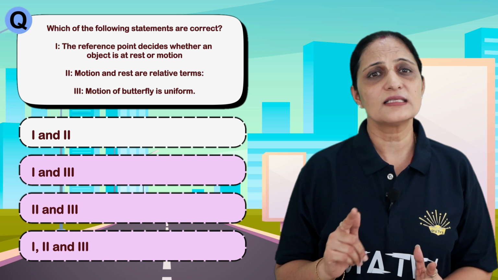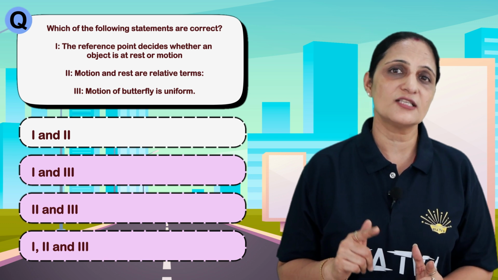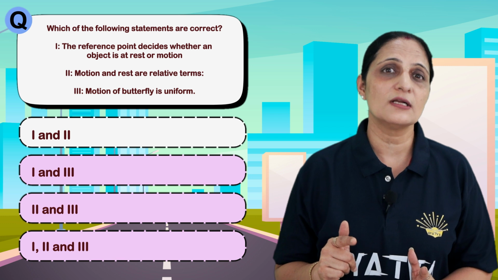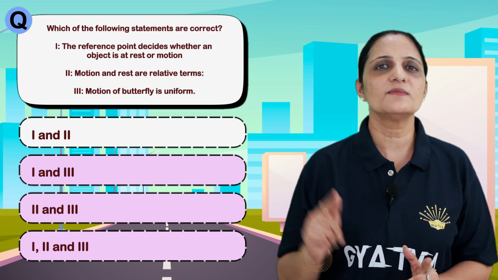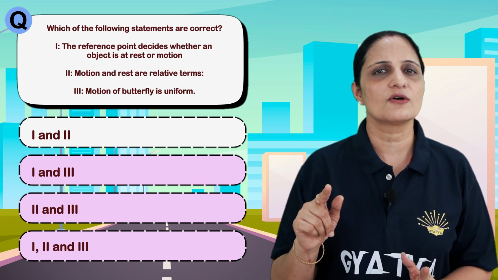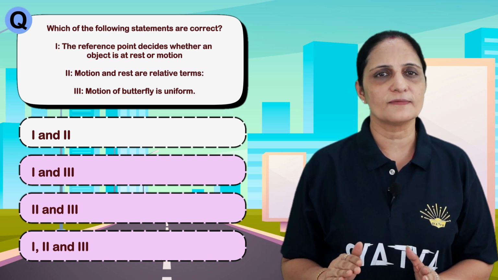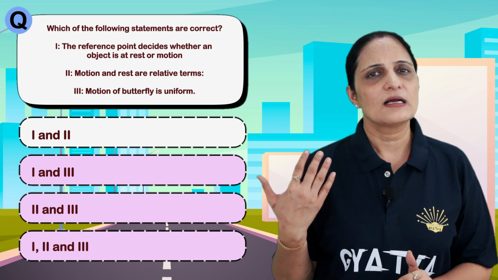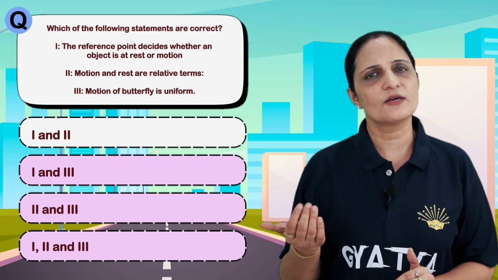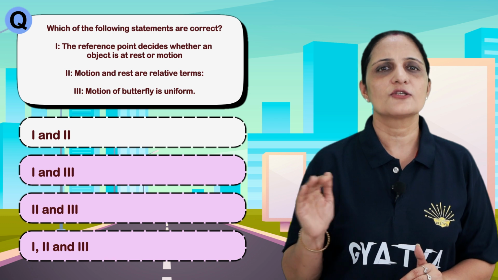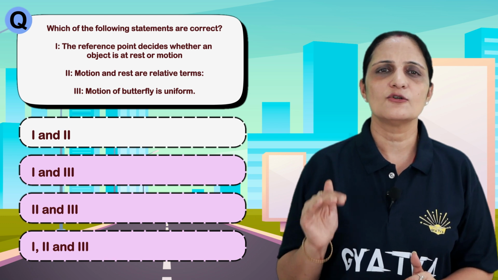First and the second statements, reference point decides whether an object is at rest or in motion, and motion and rest both are relative terms, are correct. Third statement is wrong. Motion of butterfly is not uniform. It is non-uniform motion because it will cover unequal distances in equal intervals of time. So statement number 3 is wrong.